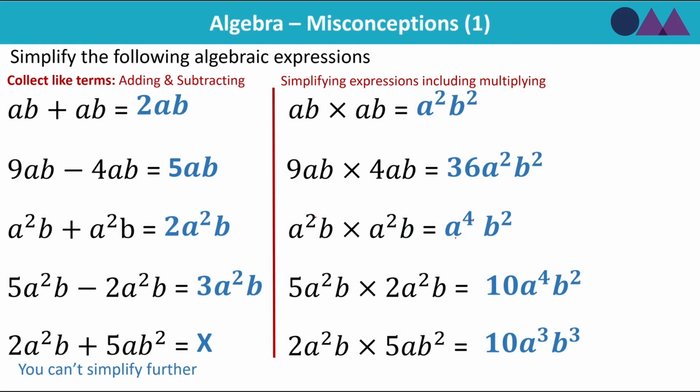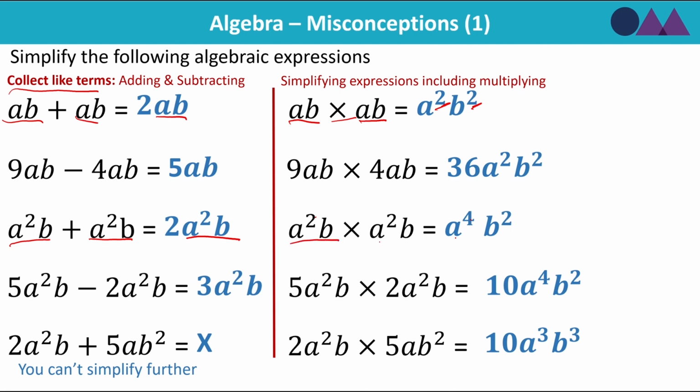Now, look at collect like terms and simplifying algebraic expressions, including multiplying. I'd like you to see the difference between them. Here guys, when you collect like terms, the power of the letter terms doesn't change. It is AB and still AB. A squared B and A squared B and still A squared B. However, when you multiply letter terms, the power of the letter terms changes and increases. This is AB times AB, now A squared B squared. The power changed and increased.